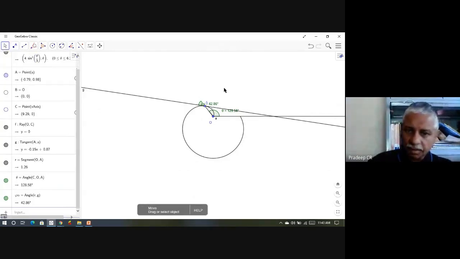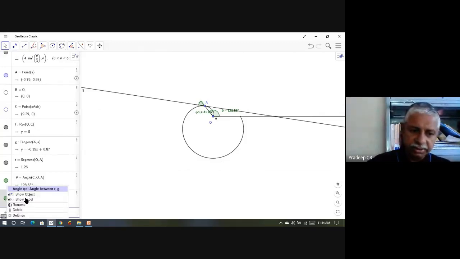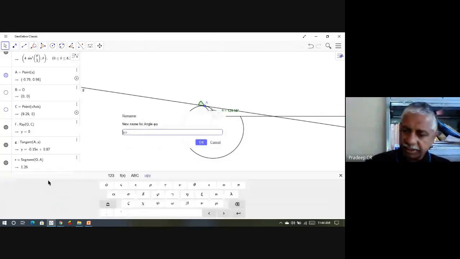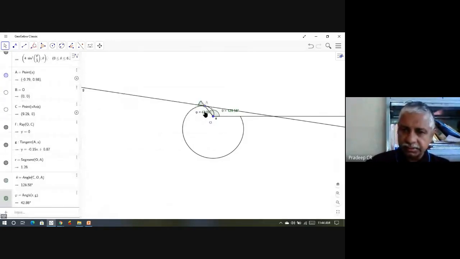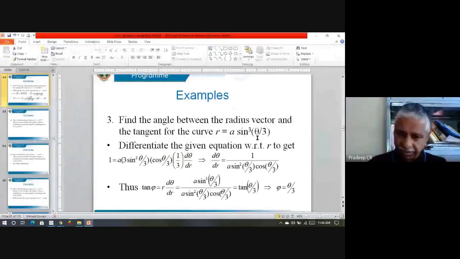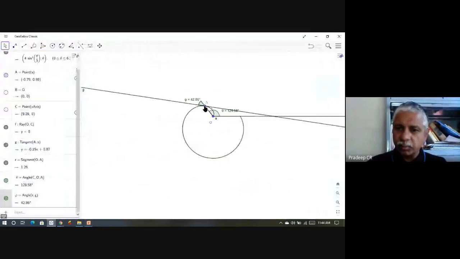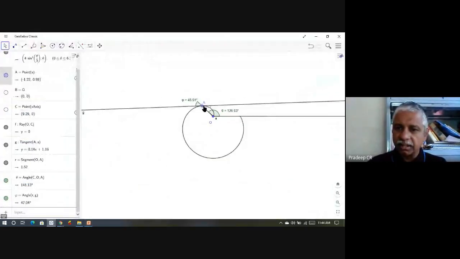So as I move this point on this curve, you can see, sorry, one more small change had to be done. The angle name I had to change to phi. So this is the angle phi. So this is the curve. I forgot the name of the curve. Curve was r equals a sine cubed theta by 3, where a I have taken to be 4. And as you move the point, you can see r, theta and phi changing.